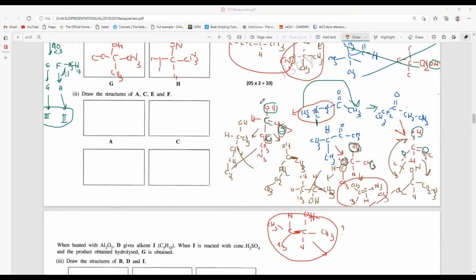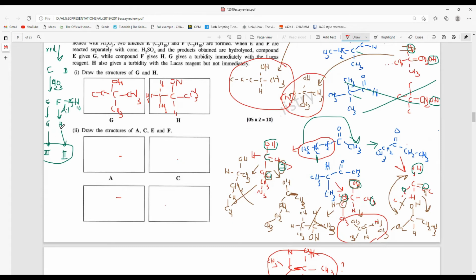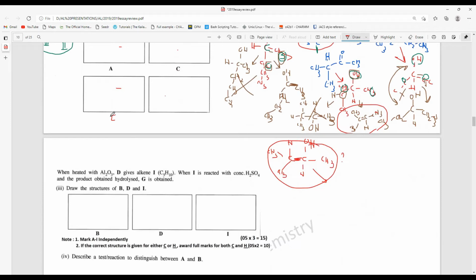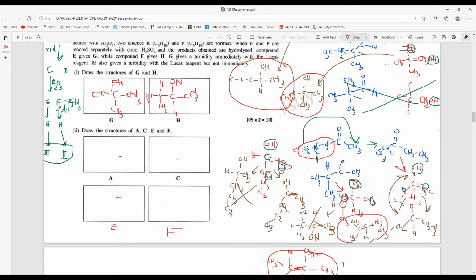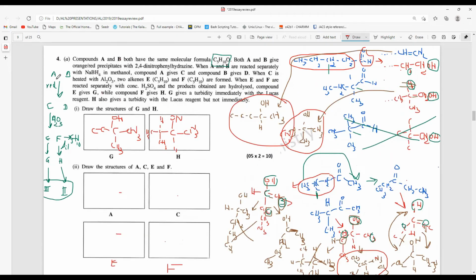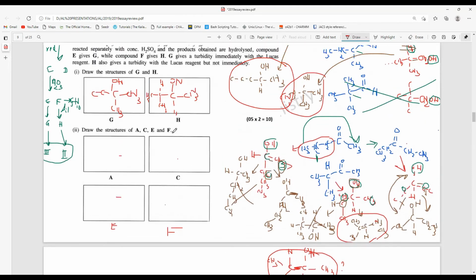So you have the structures G and H here, CH3, CH3, and H. So you can now come backwards to draw A, C, E, F. From G you can get E, and from H you can get F here, the two alkenes. It should be E here and F here. Then you can again go back to A from here. So basically you have A, C, and F structures.